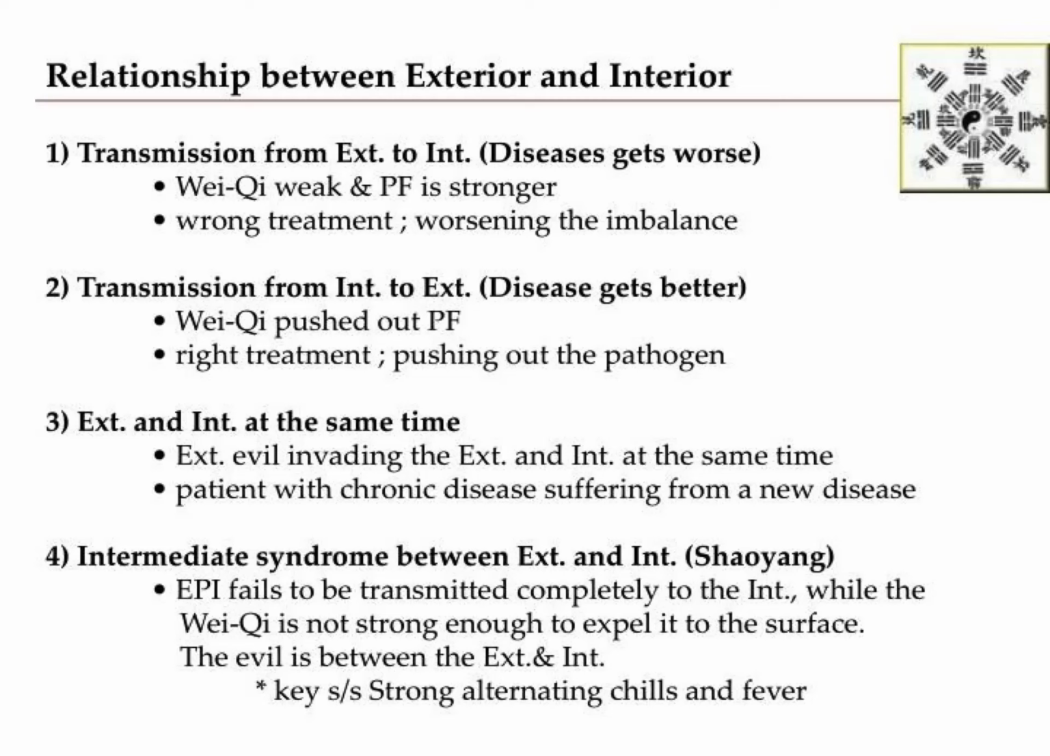Now let's go to the intermediate syndrome between exterior and interior, the Shaoyang stage. The external pathogenic factor, or external pernicious influence, fails to be transmitted completely to the interior, while the wei qi is not strong enough to expel it to the surface. So the evil is between the exterior and interior. The key signs and symptoms here would be strong alternating chills and fever.